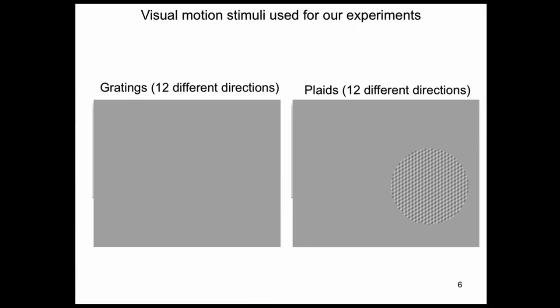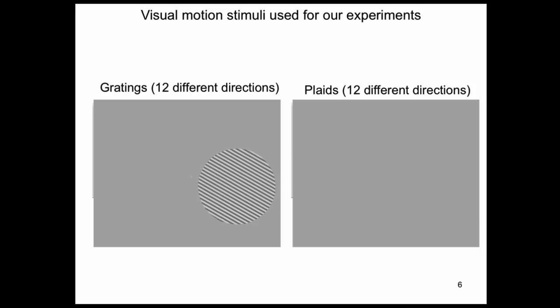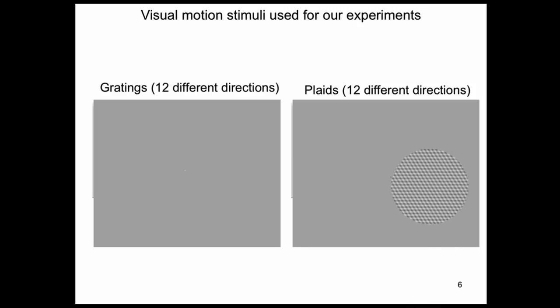On the right here is what is known as plaid stimuli. This stimulus is actually composed of two gratings on top of each other. And again, this stimulus goes to the right, and so on, and it goes around the circle in 12 different directions. So this is what the monkey is looking at.